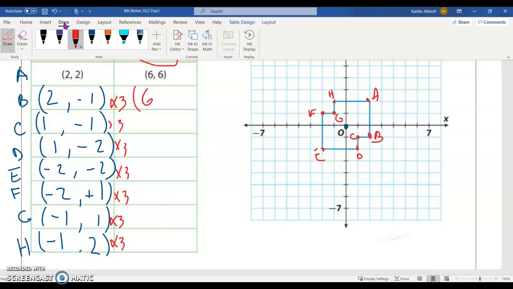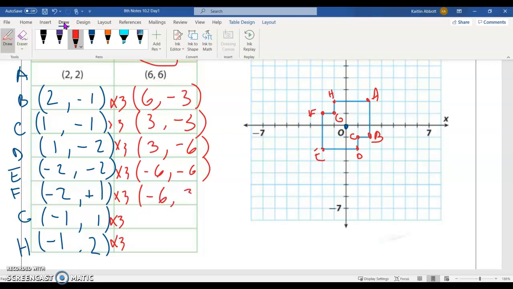2 times 3 is 6. -1 times 3 is -3. There we go. That point is done. 1 times 3 is 3. -1 times 3 is -3. 1 times 3 is 3. -2 times 3 is -6. -2 times 3 is -6. And another one is -6. -2 times 3 is going to be -6. And +1 times 3 is 3. -1 times 3 is -3. 1 times 3 is 3. And -1 times 3 is -3. And 2 times 3 is 6.